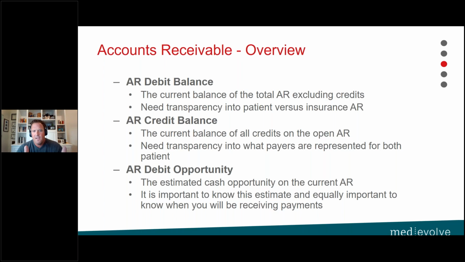Credit balance is the same thing, right? You've got to understand your credit balances. You need to have transparency into what payers are represented for the patient and the insurance.